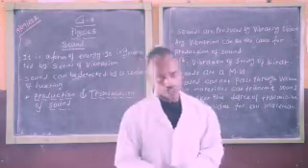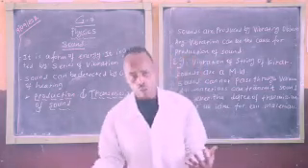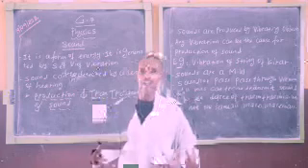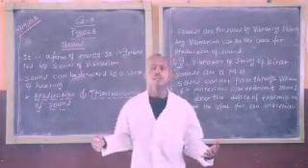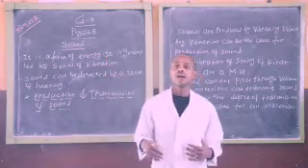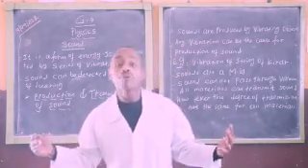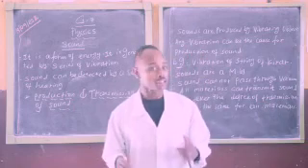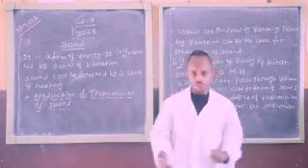Melting is a process of changing solid particles into liquid. The other is boiling. It is also a process of changing liquid substance into gas. The last is evaporation. Evaporation is also a process of changing liquid into gas. The difference is that evaporation can happen at any temperature.